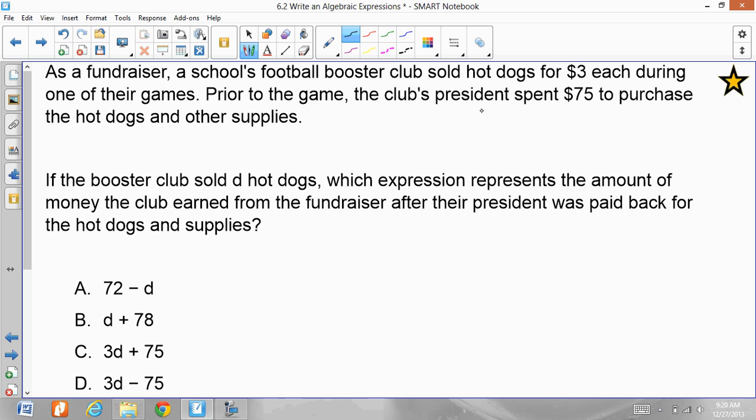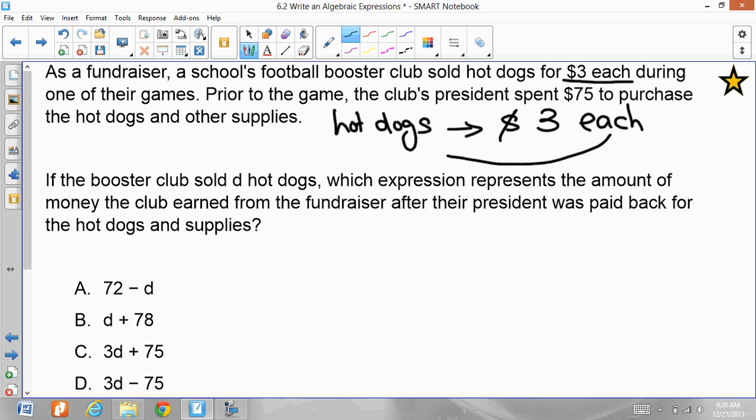So prior to the game, the club's president spends $75 to purchase the hot dogs and other supplies. So the president is paying out of his pocket $75. Now at the game, they are selling hot dogs for $3 each. Keep in mind, anything that is associated with the word each will be getting a letter. So in this case, this converts to 3D.